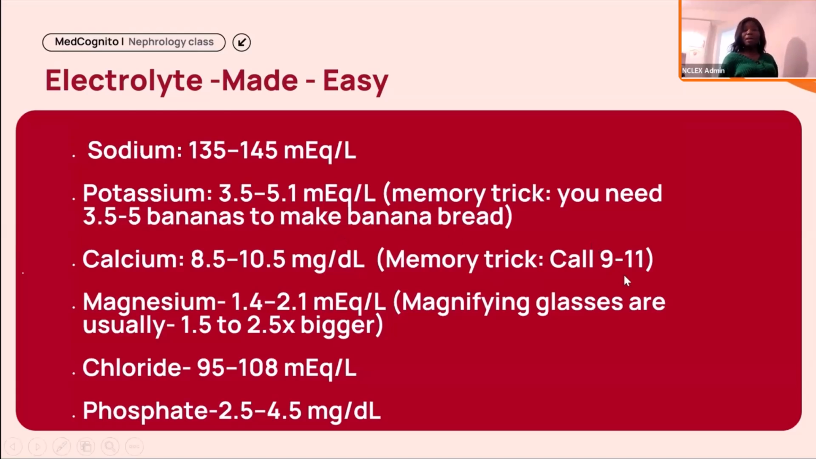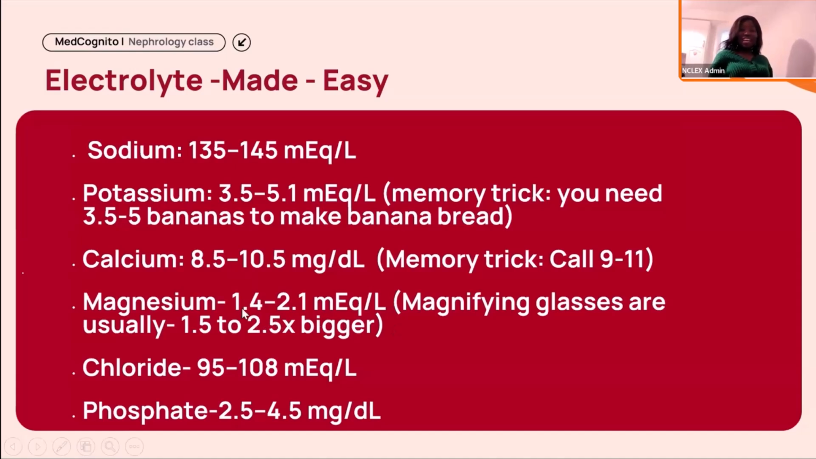I've just rounded it up in the 911, but when you remember that, it helps you to at least remember that it's around this range. So 8.5 to 10.5, 911. I'm going to call 911 for calcium. Calcium is in trouble. So let's look at magnesium.